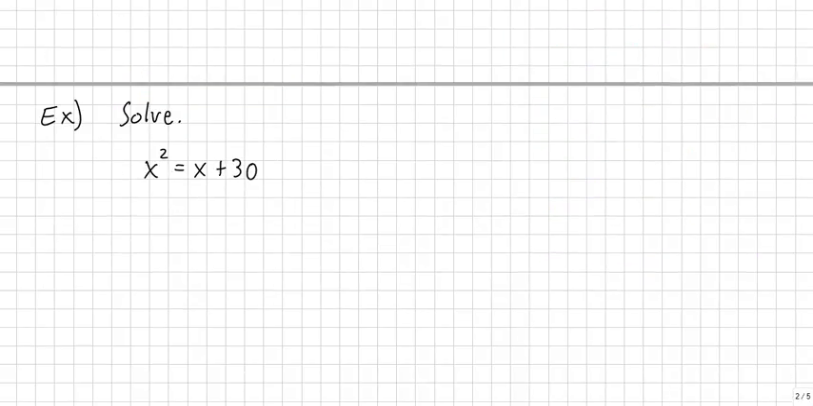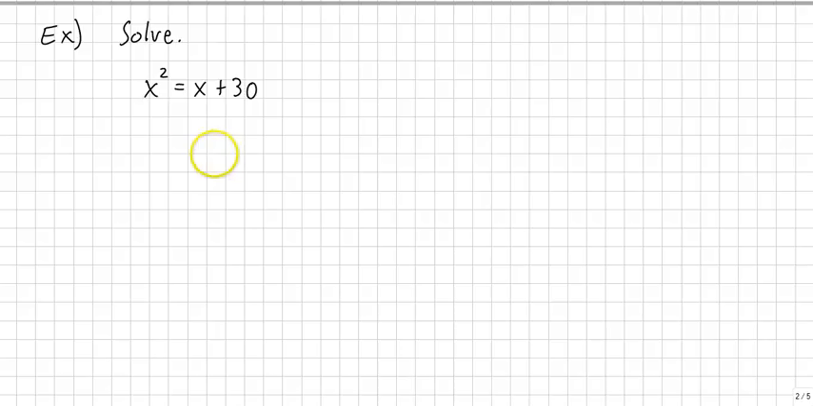All right, so let's try another one. So here's another equation that involves a polynomial. So x squared is a polynomial, x plus 30 is a polynomial, and we have an equal sign, so this is an equation. And we want to figure out what values of x will make this a true statement. So what we're going to do is we're going to move everything to one side.